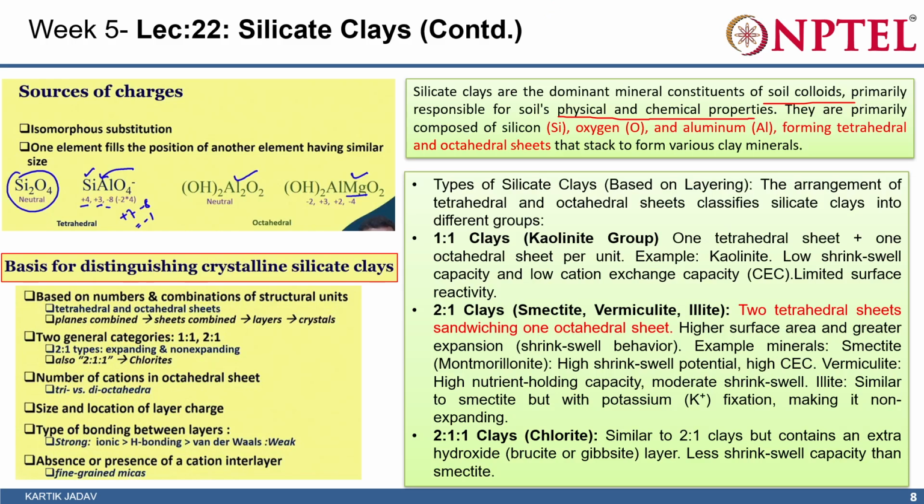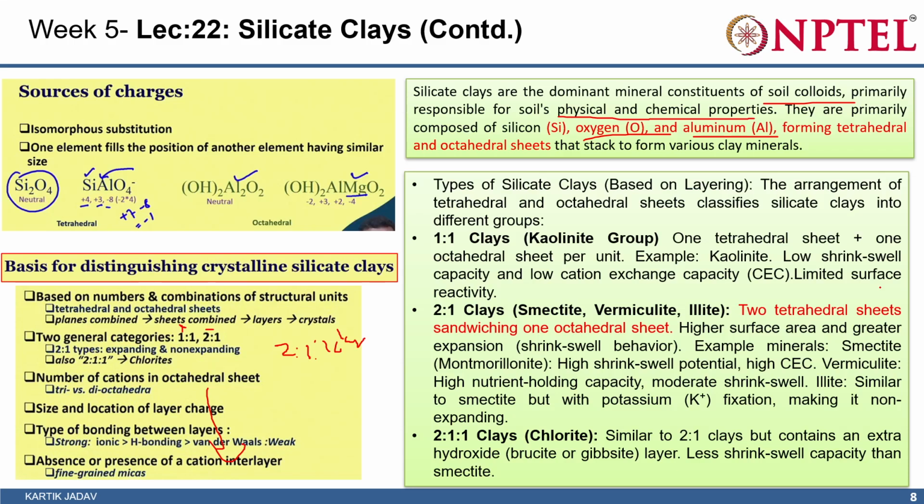Generally, silicate clays are composed of silicon, oxygen, aluminum, and magnesium, forming tetrahedral and octahedral sheets that stack to form various clay minerals. Based on the number and combination of structural units, we can classify silicate clays as tetrahedral and octahedral sheets, in categories such as 1:1 clay, 2:1 clay, or 2:1:1 clay silicate, right? I'm not going into more detail.